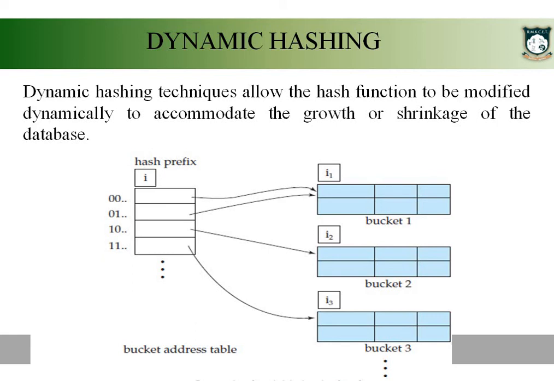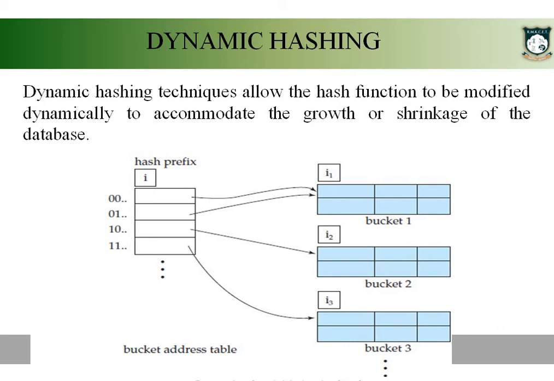So what we have to do is apply the hash function to the key field, and as a result you will get some hash address. Now in that hash address, or hash value, how many bits we are going to use for identifying the bucket is specified by the hash prefix. I will explain with an example.